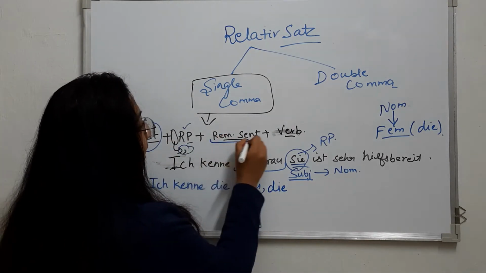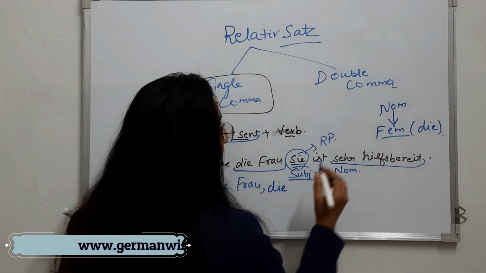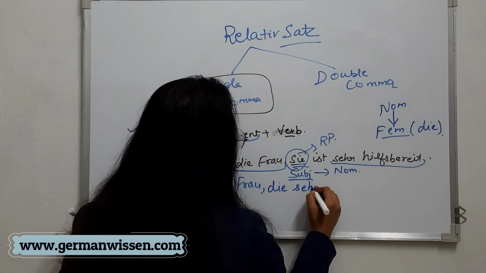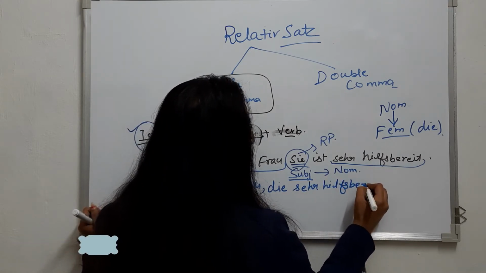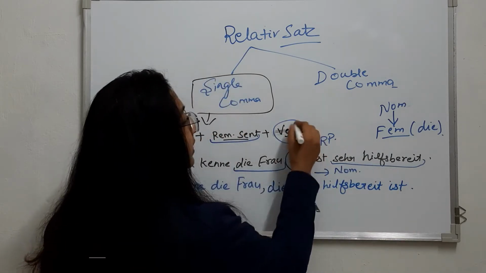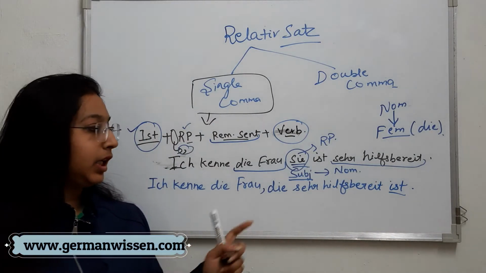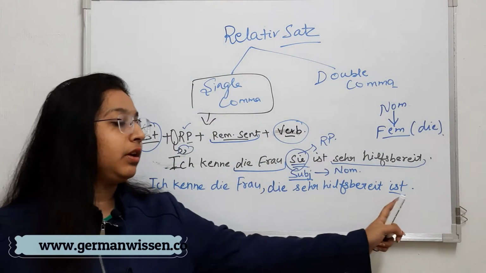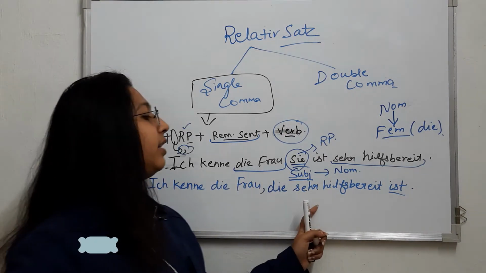As per the rule, the remaining part of the sentence except the verb is sehr hilfsbereit. So die sehr hilfsbereit ist, because the verb goes at the end as it is. Whatever the verb is, we will write it as it is. So: Ich kenne die Frau, die sehr hilfsbereit ist.